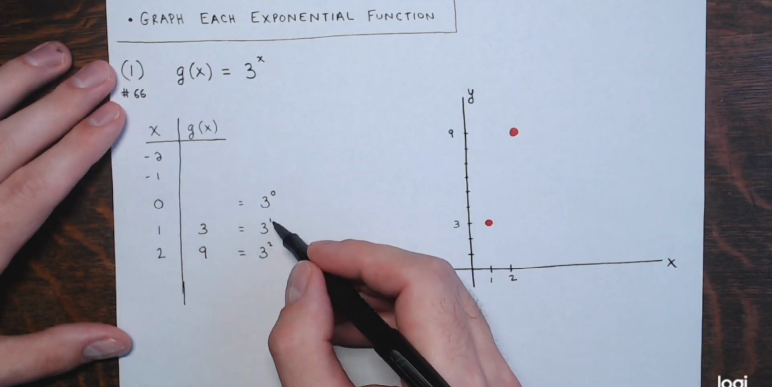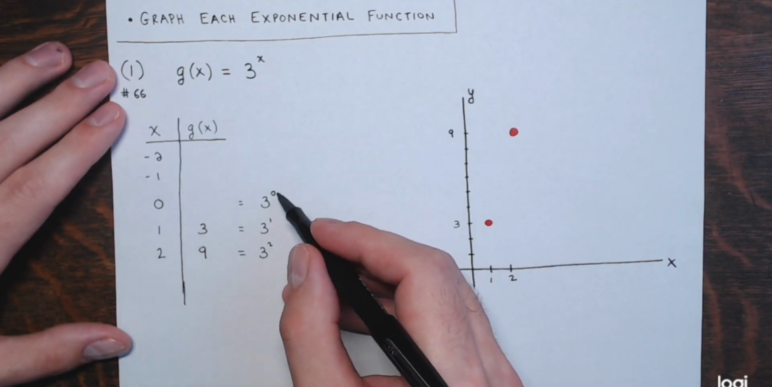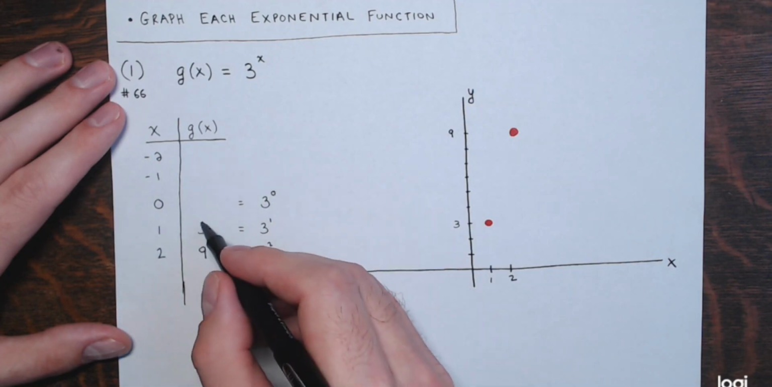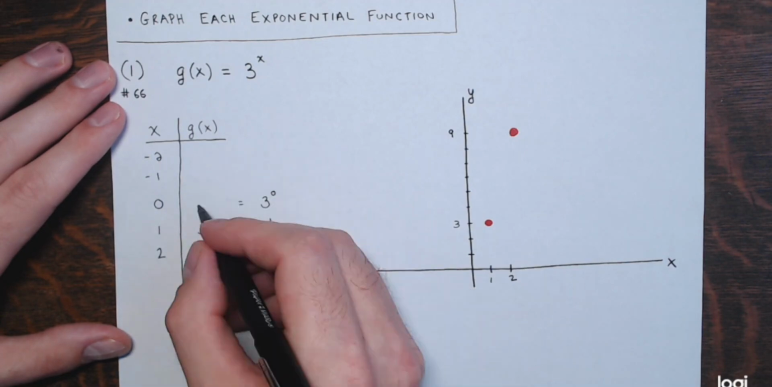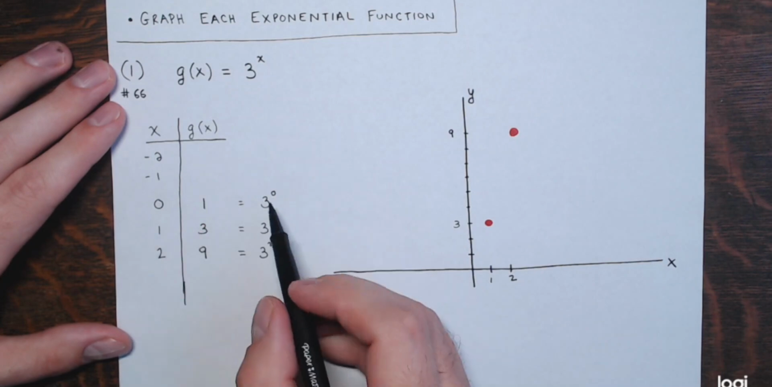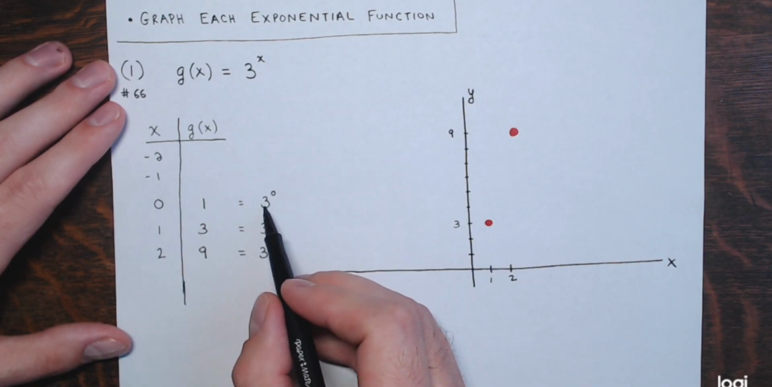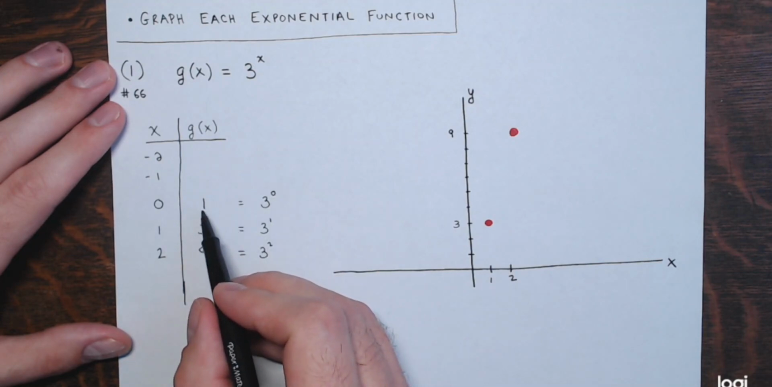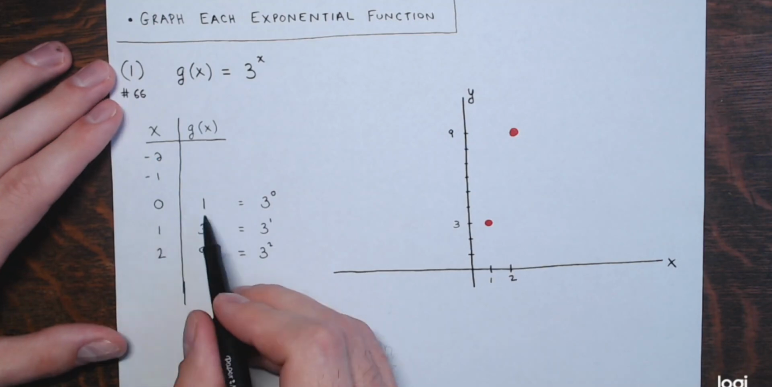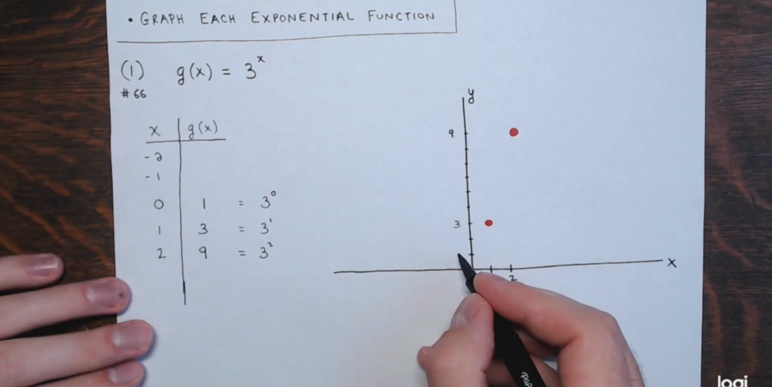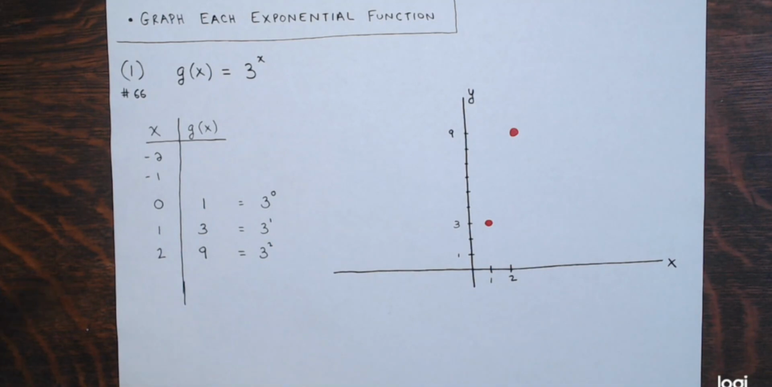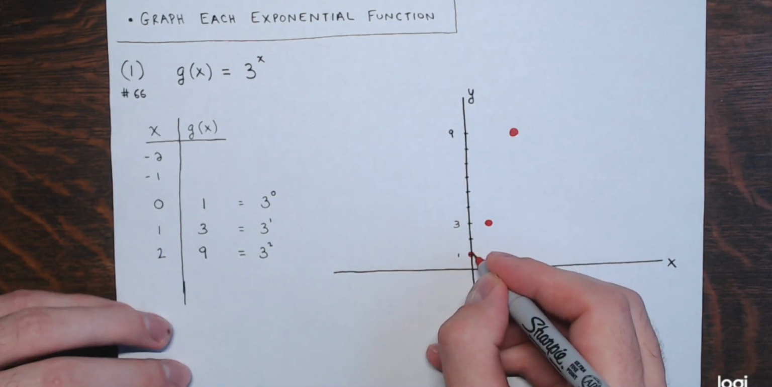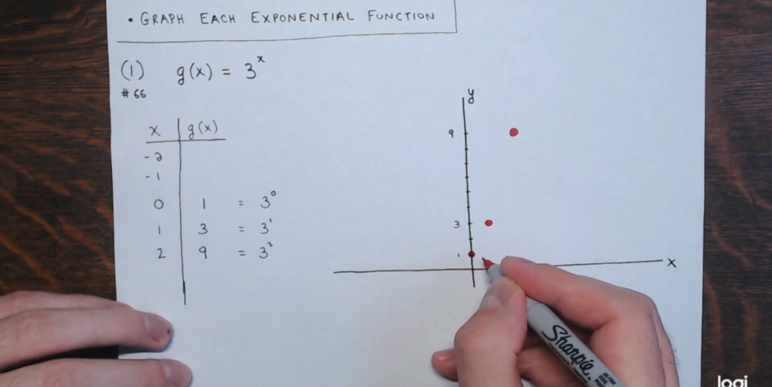So do the same thing here. Decrease the power by 1. The output gets divided by 3. 3 divided by 3 is 1. And this is something you're going to notice: any non-zero number raised to the 0 power will be 1. So I have 0, 1. Input 0, output 1. There's the y-intercept of this graph.